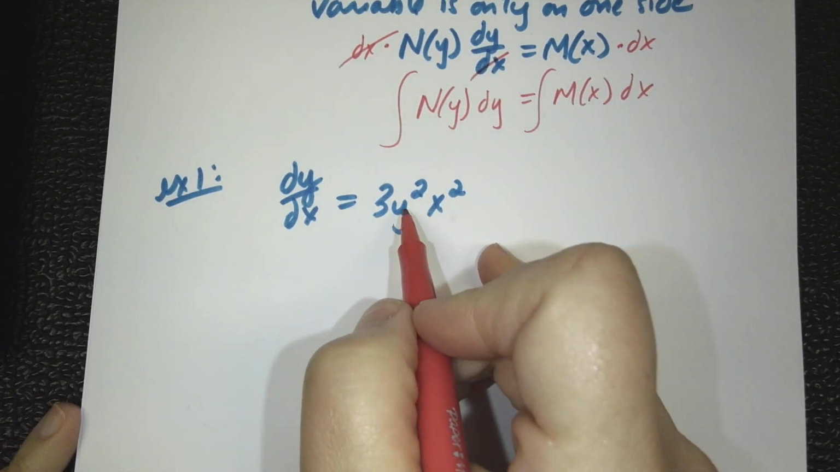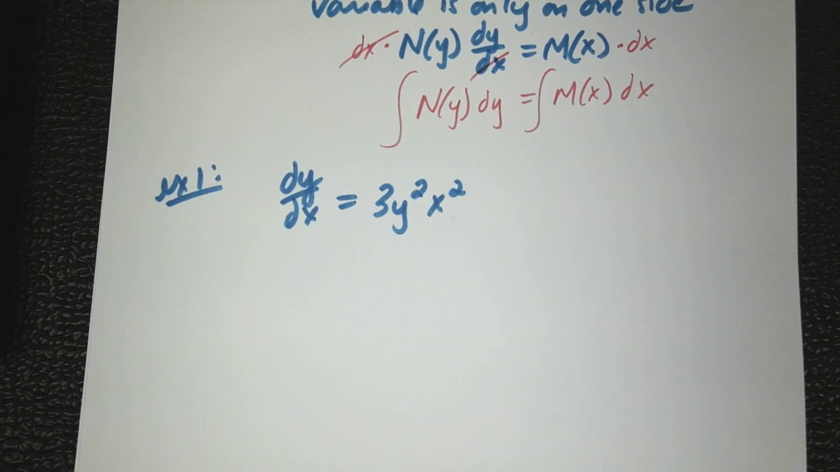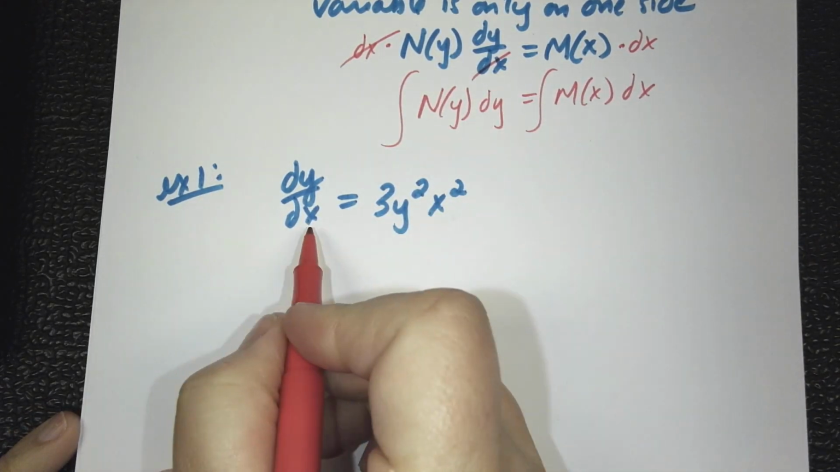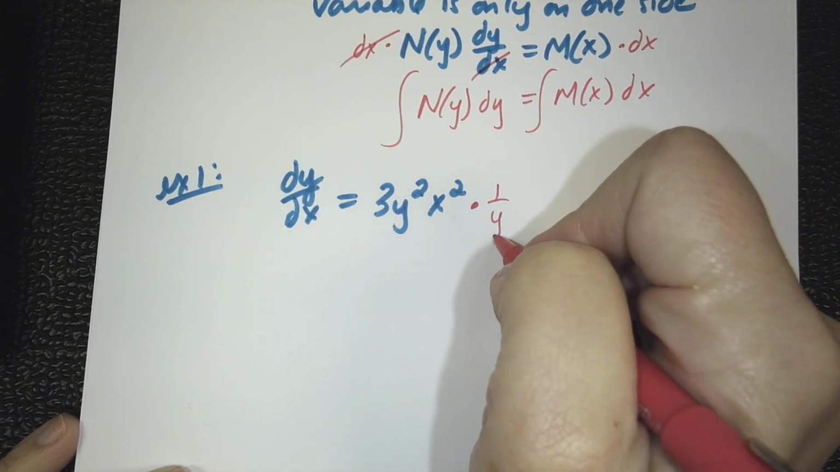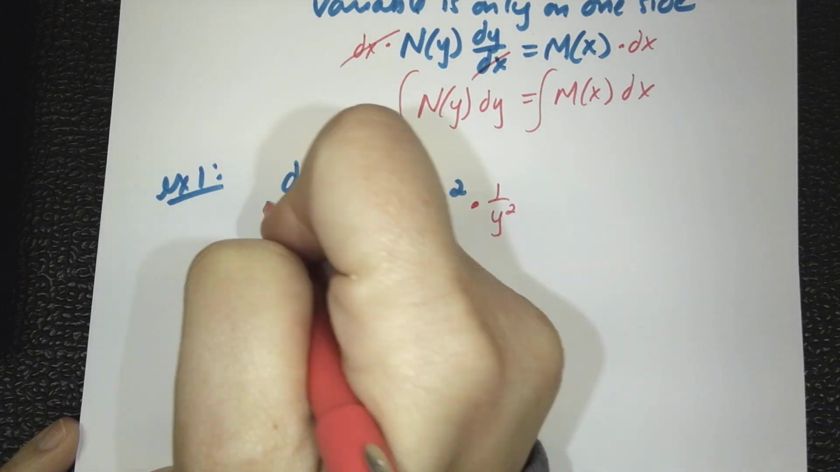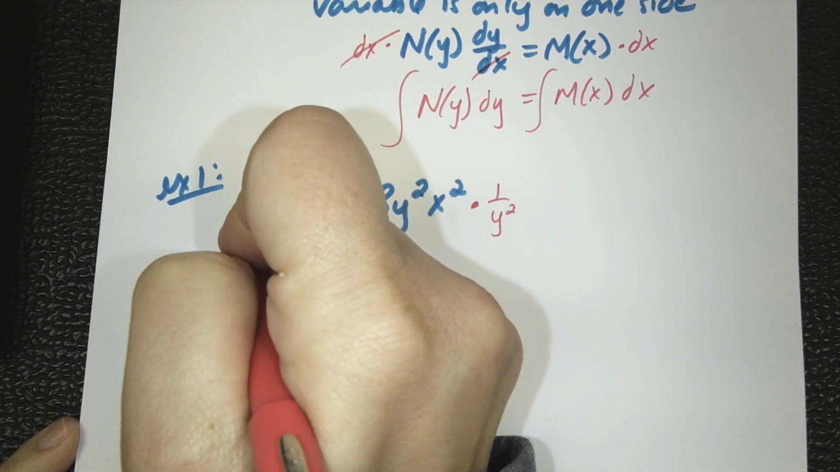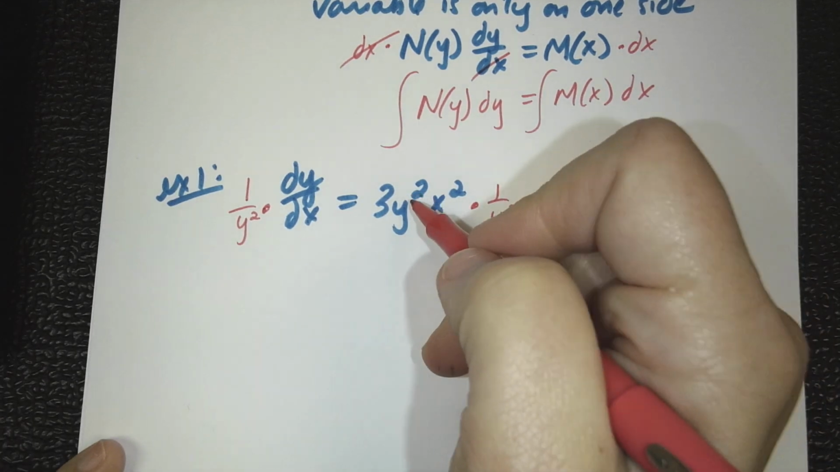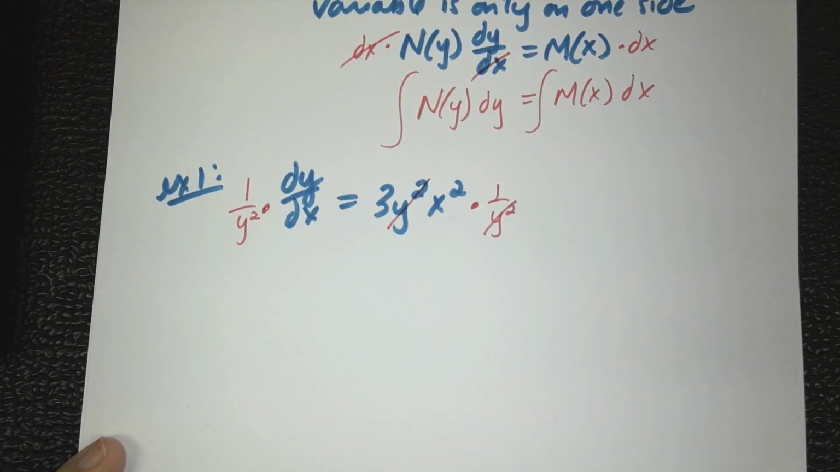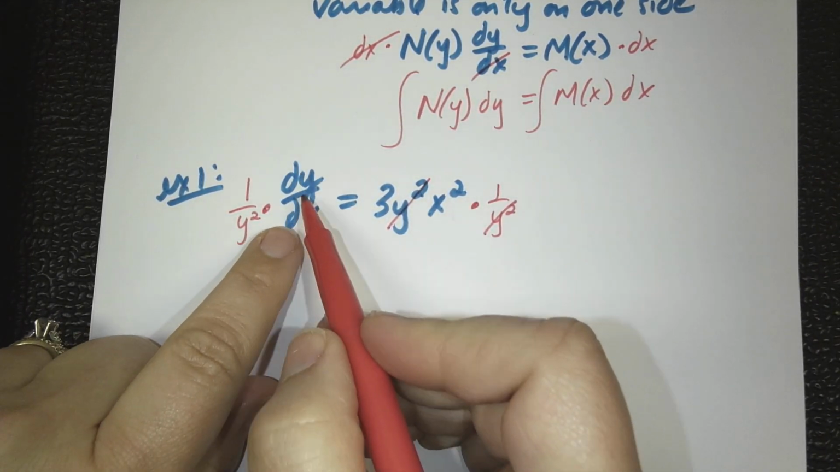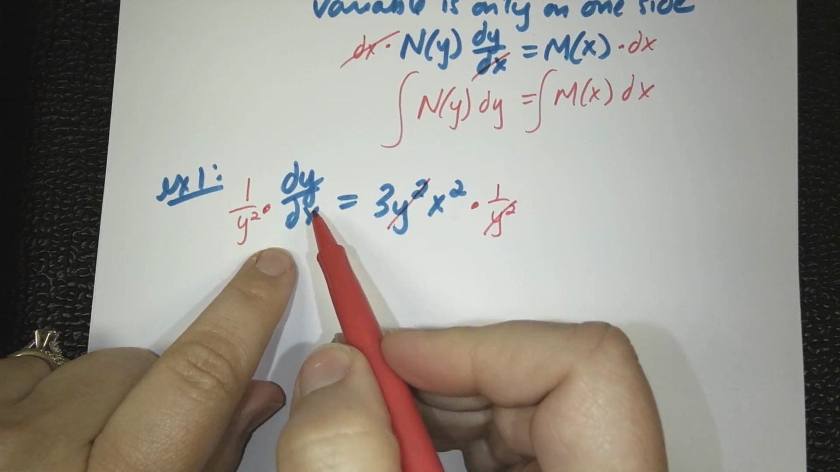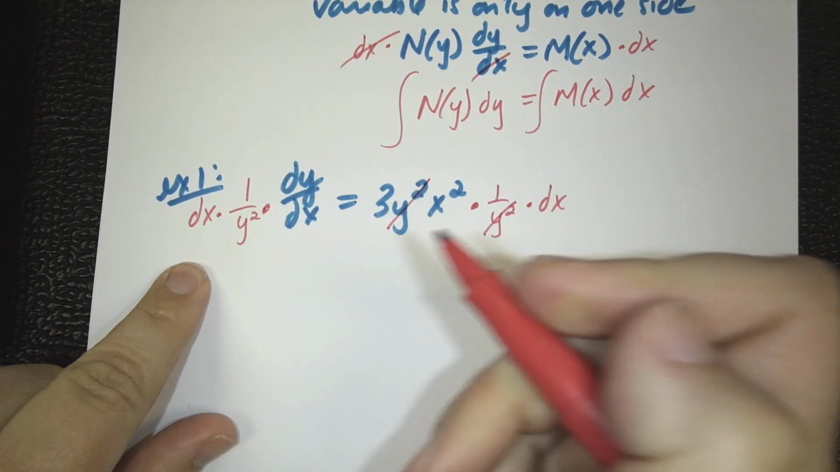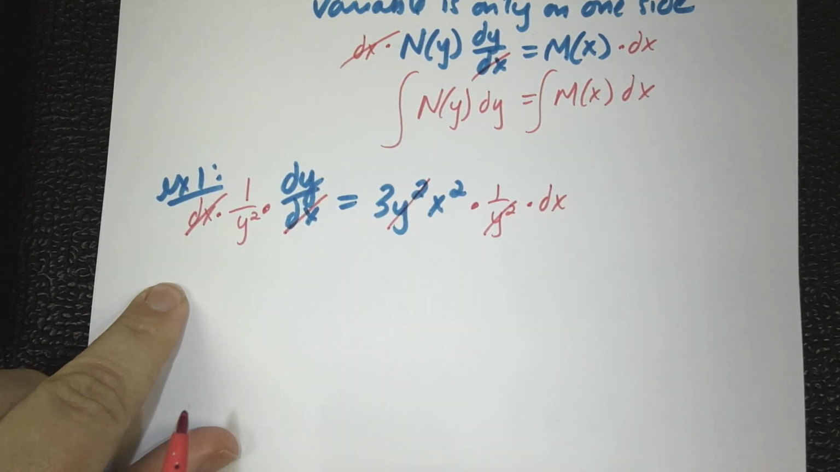So what would you do to get this y over to that side? Divide. So I'm going to divide by y squared, but that's going to look weird here. So I'm actually going to multiply by 1 over y squared. Like I don't want to write dy/dx divided by y squared. So I'm just going to write 1 over y squared, which is the same as dividing by y squared. So that would cancel with that. And then do you see how dy/dx has an x on the bottom? So I'm going to multiply by dx now on both sides. And that would cancel with that.